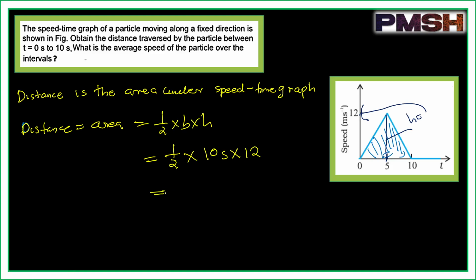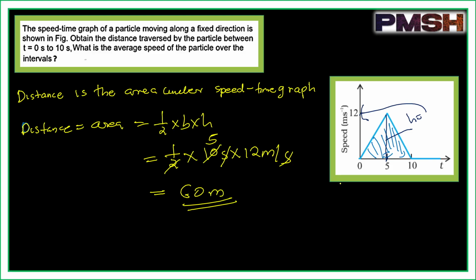12. So the answer is 12 meter per second, right? Second will cancel. 2, 10 cancel to be 5. Clear? 5 times 12 is 60. So what is the distance? The distance traversed or traveled is 60 meter. Okay, distance traveled is 60 meter.